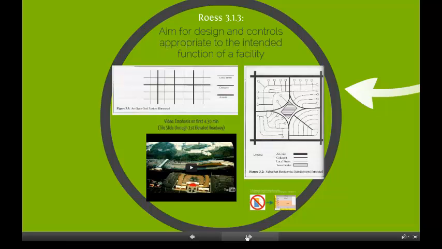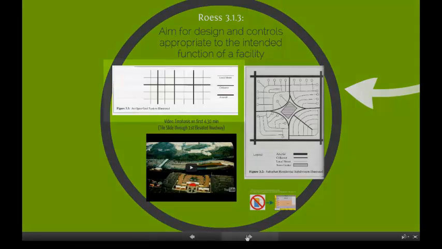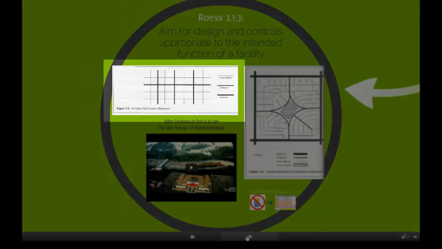Traffic engineers will aim for design and controls appropriate to the intended function of a facility. Where roads of different classification intersect, trade-offs are made to accommodate a multitude of needs. In this depiction of a typical open grid system, we find a number of places where local roads intersect with arterials. Take a moment to identify these local meets arterial intersections.